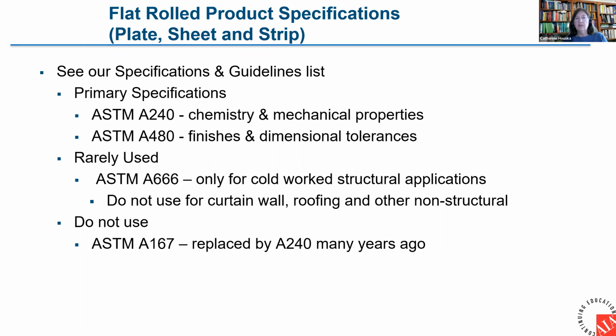I regularly see ASTM A666 called out for architectural or aesthetic applications. It is the wrong specification to use. It's intended for cold work structural applications. So don't use that for curtain wall or roofing or anything that's not structural. If your specifications still list A167, then they are seriously out of date. It has not been the right specification for standard sheet, strip, and plate for over 30 years. And I think it was about 15 years ago that we actually withdrew the specification in ASTM to try to stop people from using it when they should have been using A240. So take a look at your in-house specifications and see if they are correct or not.